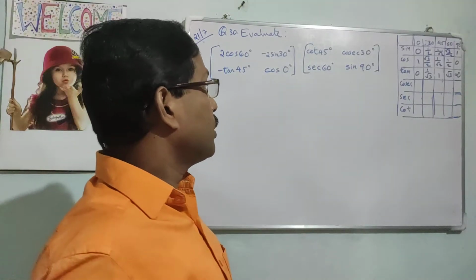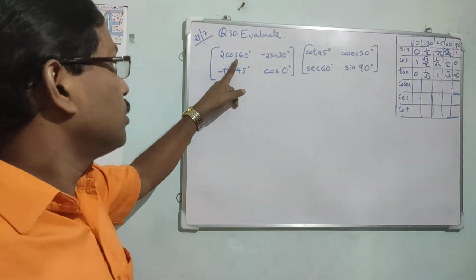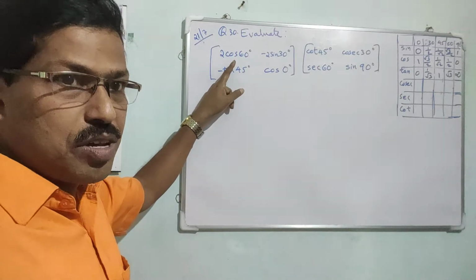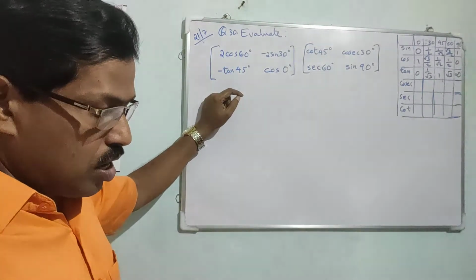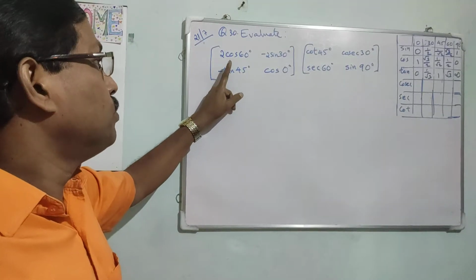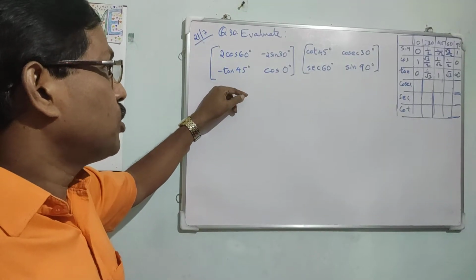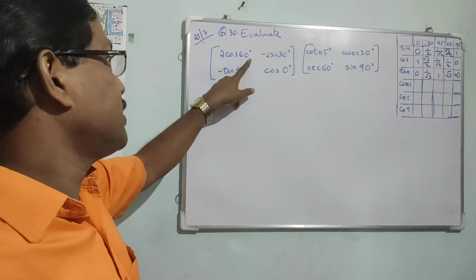Question number 30. Look at this. This question has some connection with trigonometry. This type of question has also come in board exams, so you must be aware of this. How to solve this? Okay, 2 cos 60.